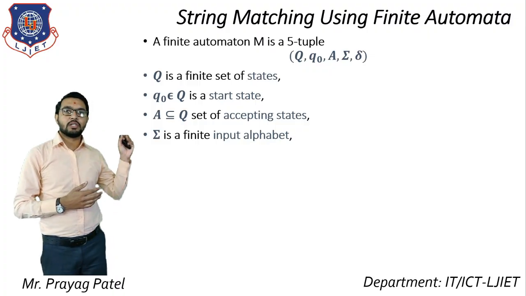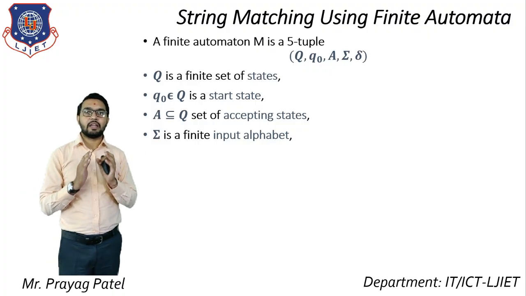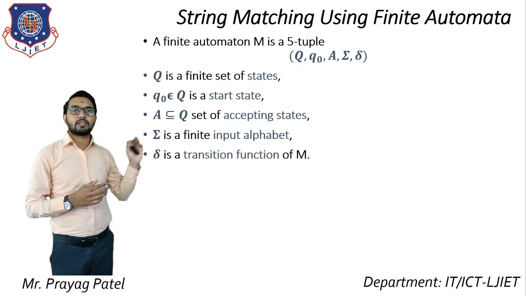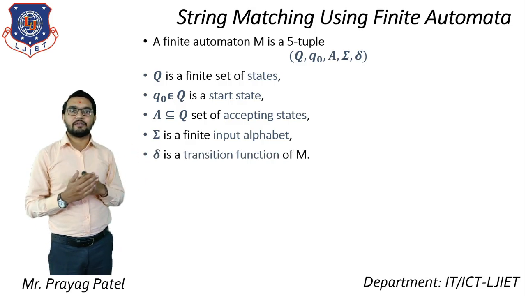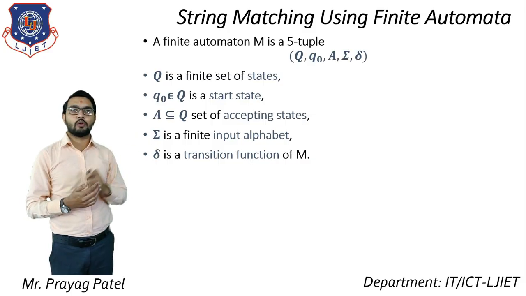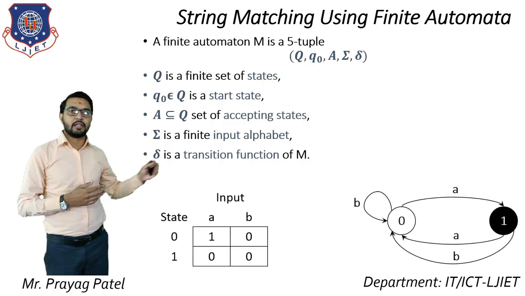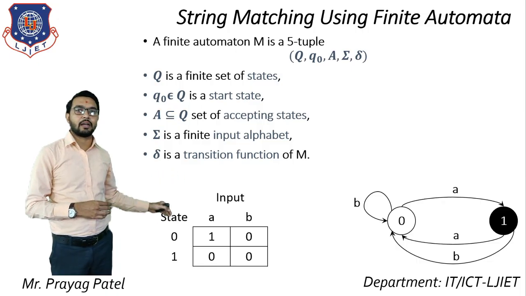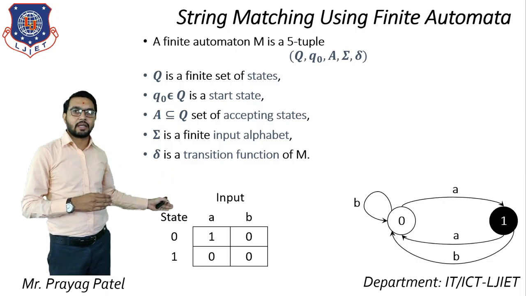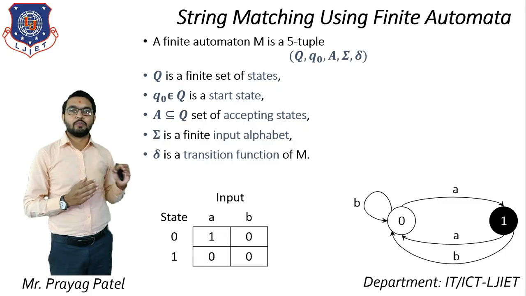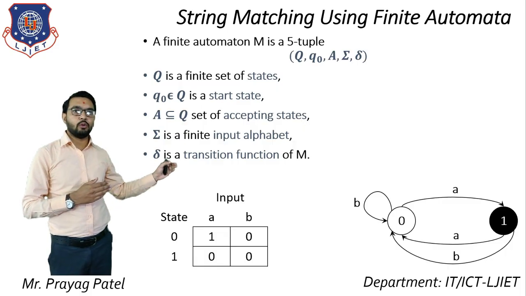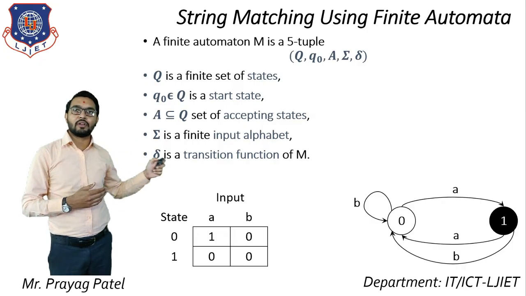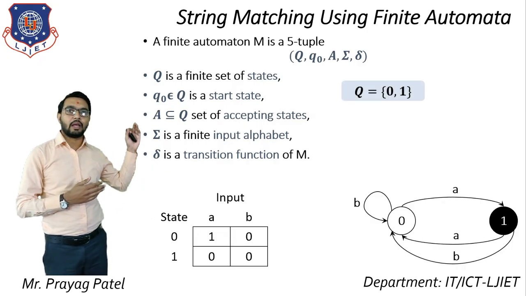Now consider sigma. Sigma is a finite set of input alphabets, or the input and output symbols. And the last one is delta. Delta is the transition function of your finite automaton M. So here consider one figure as a finite automaton, and that finite automaton comes with one table, the second representation, an input-output table. Now consider the step-by-step process for these 5 elements.